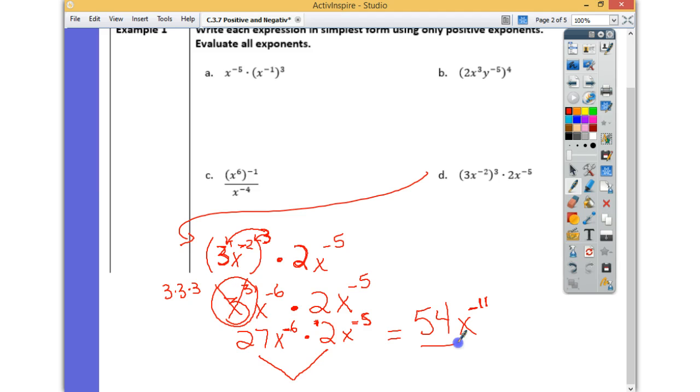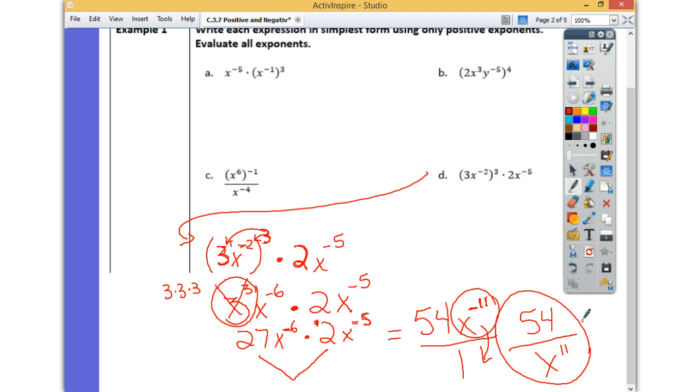So what needs to be moved down? Only the x to the negative 11 goes down. 54 stays. So we have 54 over x to the 11th. Can I simplify anything else there? No, we are done. Final answer.